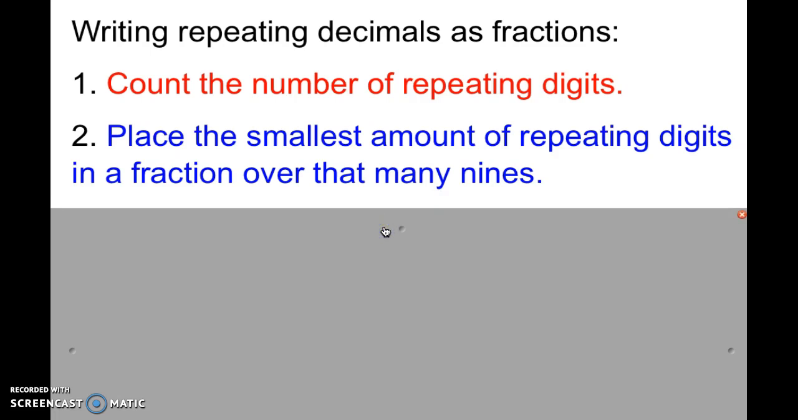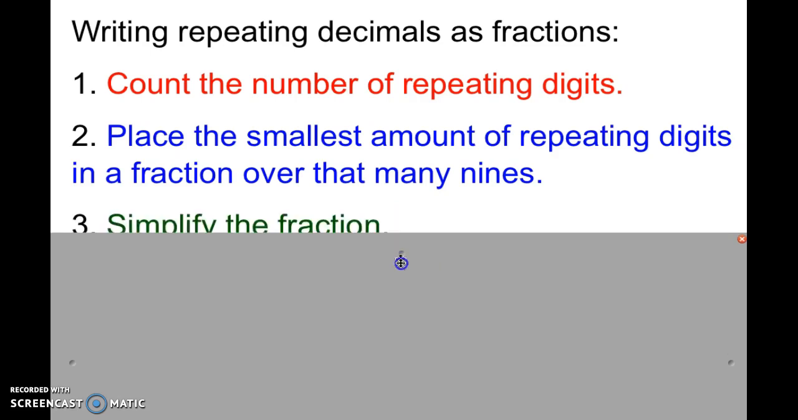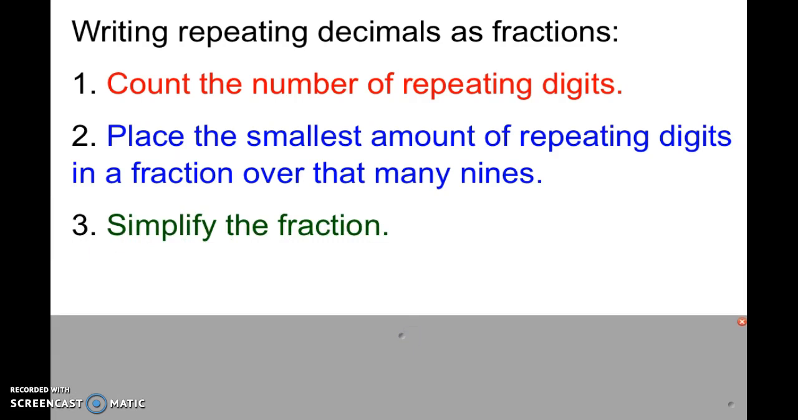However many digits you have repeating, you're going to put it in a fraction over that many 9s. So if I've got 0.23 repeating, I've got 2 digits repeating, so I'm going to put that over 2 9s. If I have 4 numbers repeating, I'm going to put it over 4 9s. If I have 17 numbers repeating, I'll put it over 17 9s. We won't get into fractions that big. Then you'll simplify the fraction.